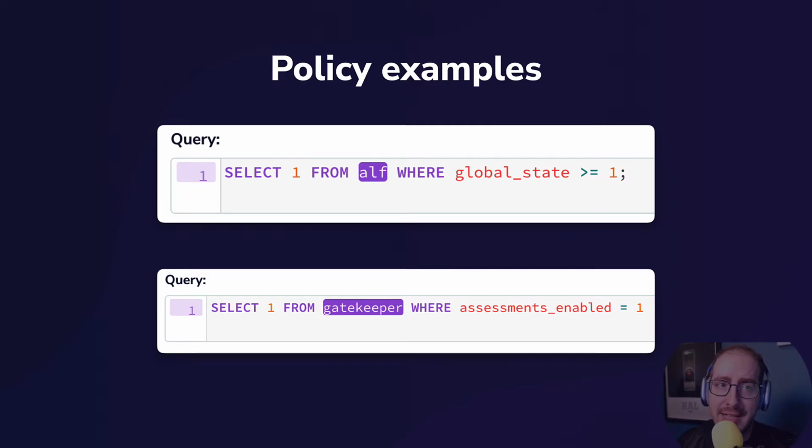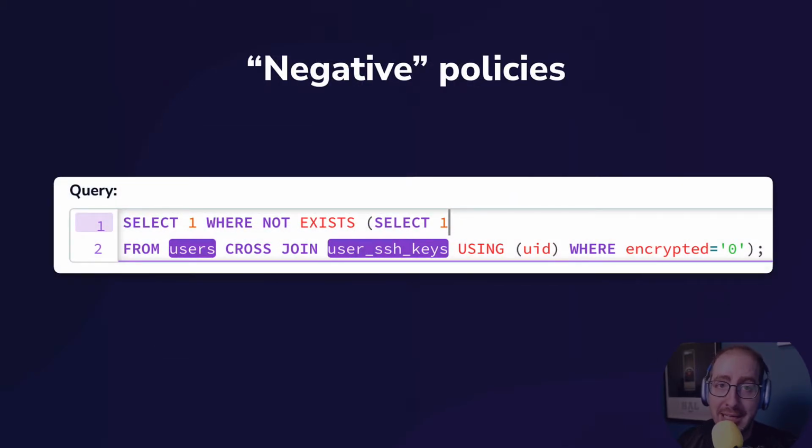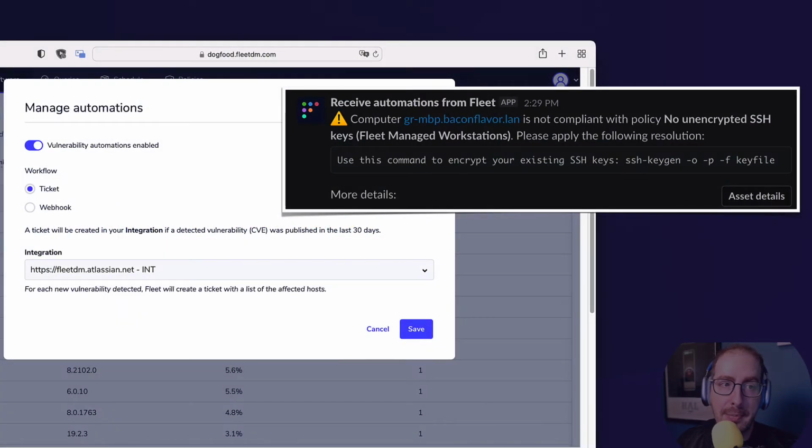The first one checks if the application layer firewall is enabled on a Mac, and the second one checks that Gatekeeper is enabled. These are very straightforward policies because they're just looking for something that exists. And if it does, then it passes. So if global state is equal or bigger than 1, it passes. You can make negative policies, or policies that pass if something is not present, like unencrypted SSH keys, by using select 1 where not exists and then putting your query into a subquery. So this policy will pass if there are no unencrypted SSH keys.